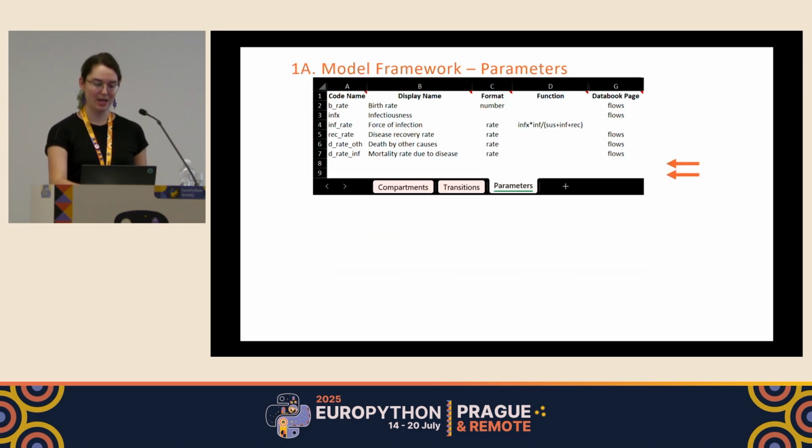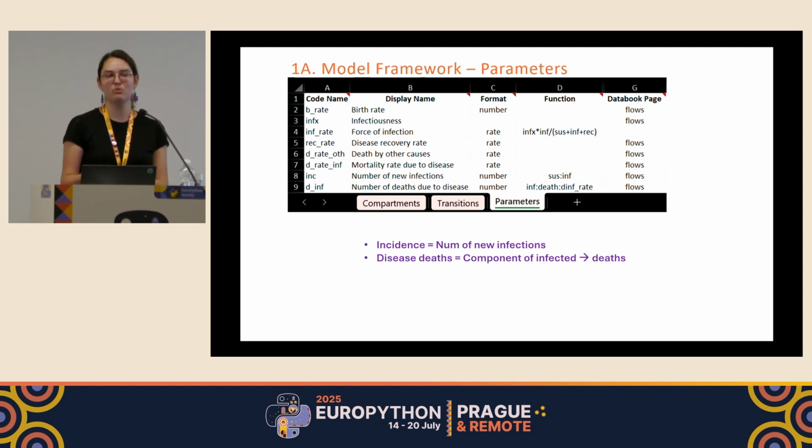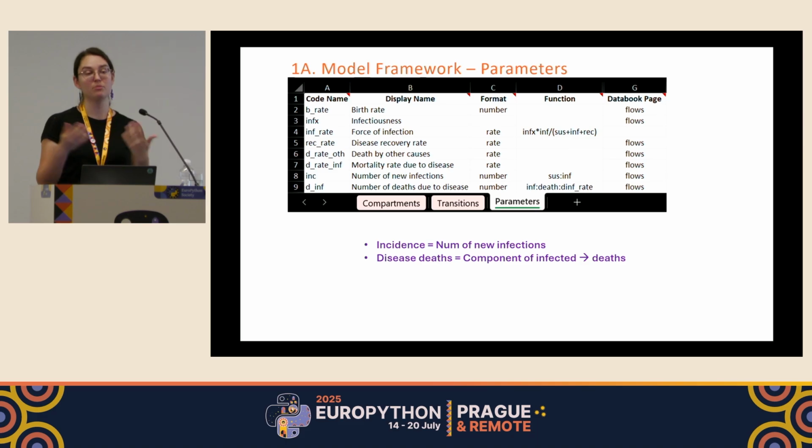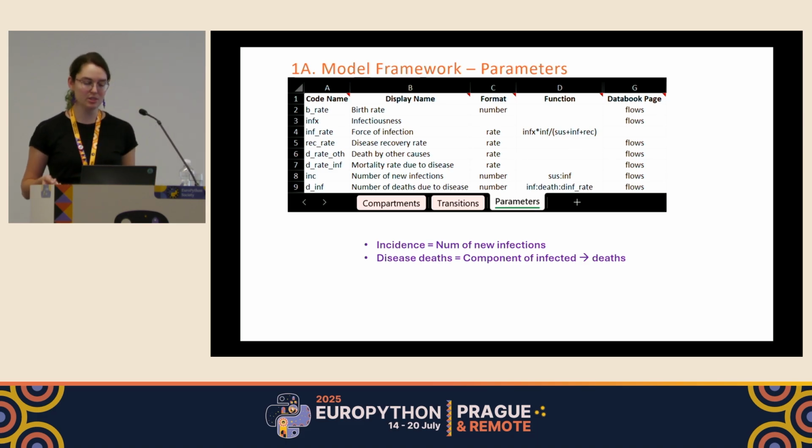And I'm going to also add a couple of more parameters. So this is the same spreadsheet, but I'm just making it a bit bigger so it's visible. I'm going to add two parameters that are not part of this flow chart. So they're not flows, but they're just parameters that I want to keep track of in the model so that I can plot them later. So these are the incidence, which is the number of new infections, and the disease deaths, which is the component of the flow from infected to deaths that is due to disease.